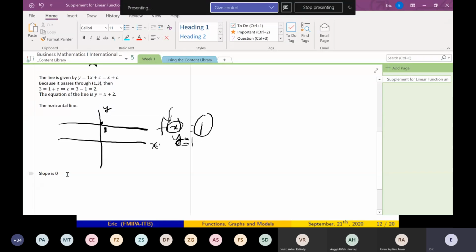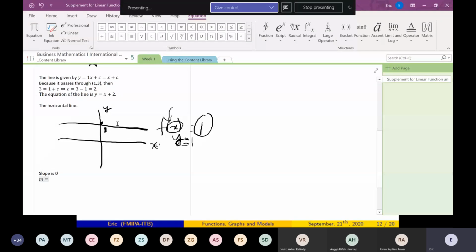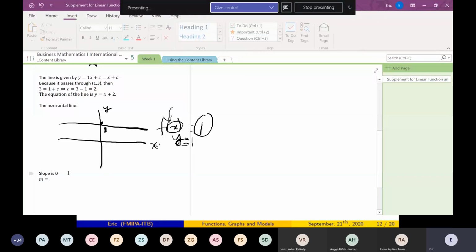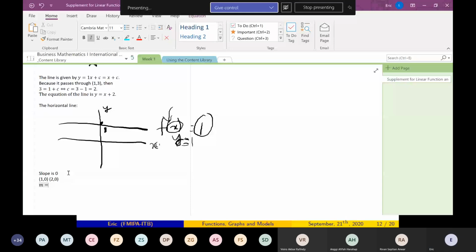Okay. If you want to find the slope, using your high school formula, it passes through 1,1 and 2,1. So what is the slope? How does y change? There is no change in y. And what about x? There is 1 change in x. So you have 0 divided by 1.